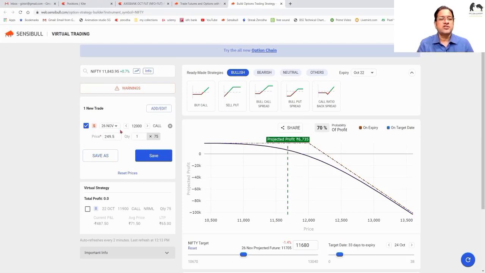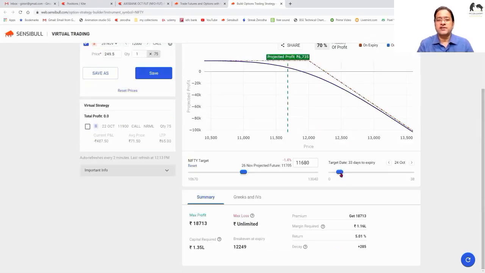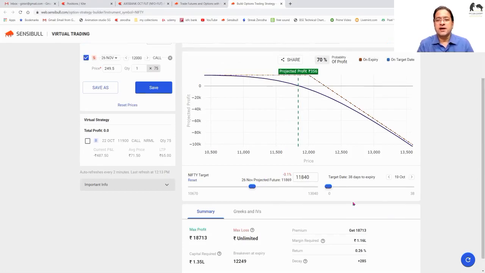Now, what I have done is actually 26 November instead of 26. Let me look at 26 November itself. It has about 38 days to expire. This is where the current market is, you're at this level. Currently we are at about 11,850. This is where the market looks like.